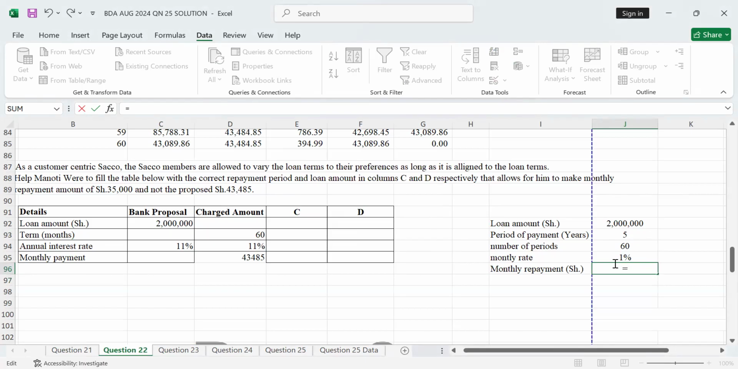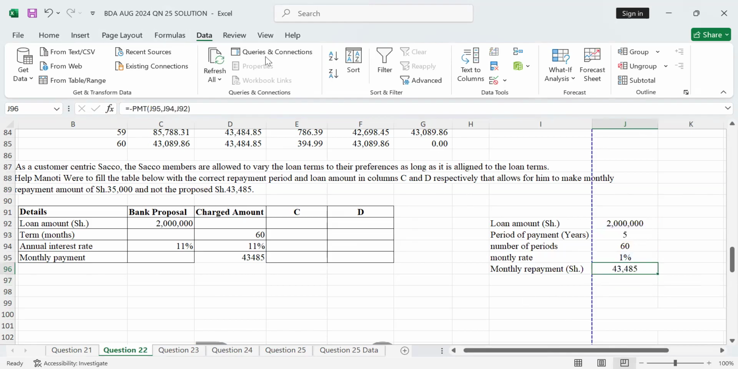So is equals the PMT. We are looking for installment payment. The rate is there, comma, period is 60, comma, then the value here, and you close the brackets. Say this should start with a negative, equal to negative, and that is it.